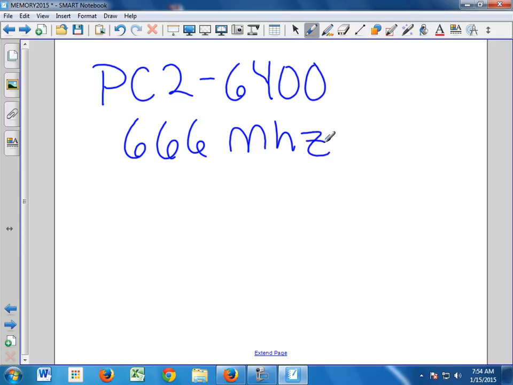And let's see if it gives me the clock cycles. It does not. Okay. So first of all, when I look at a stick of RAM, I look at this.